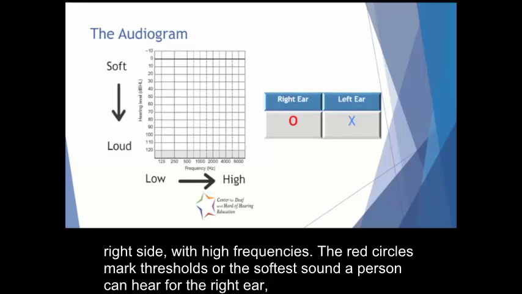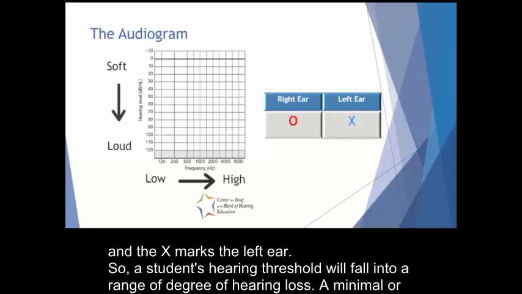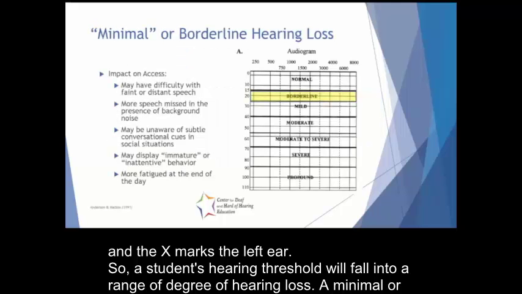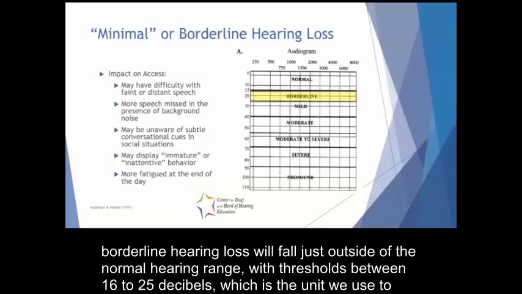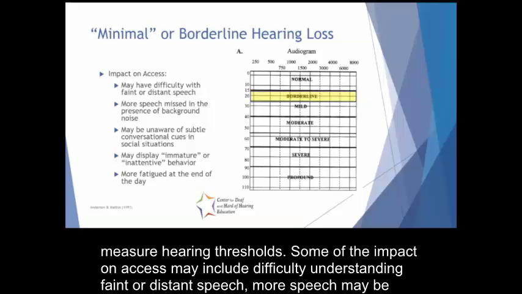The red circles mark thresholds, or the softest sound a person can hear for the right ear, and the X marks the left ear. So a student's hearing thresholds will fall into a range of degree of hearing loss. A minimal or borderline hearing loss will fall just outside of the normal hearing range with thresholds between 16 to 25 decibels, which is the unit we use to measure hearing thresholds.